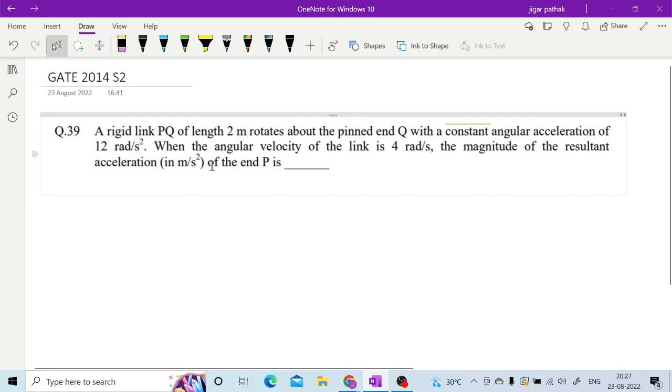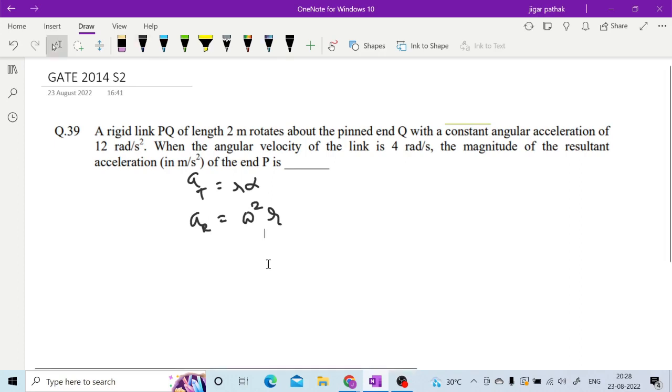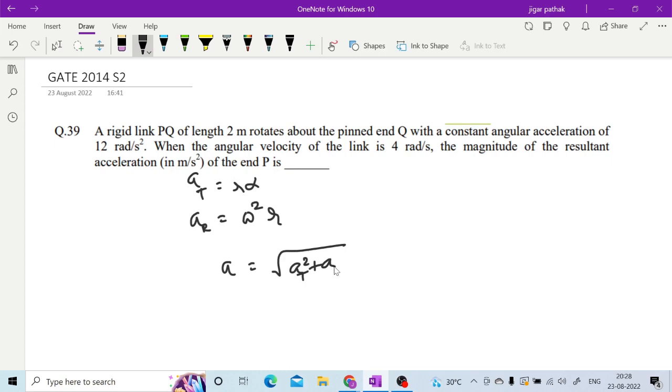Here, can you type in the answers now? A rigid link PQ of length 2 meter rotates about the pinned end Q with a constant angular acceleration of 12. When the angular velocity of the link is 4 radian per second, find the magnitude of the resultant acceleration. It means you have two different components. R alpha is the tangential component and you have the radial component as omega square R. You have all the values, omega, alpha and R, and you can calculate AR and AT, and then the resultant acceleration will be the square root of AT square plus AR square. Can you quickly calculate and type in?